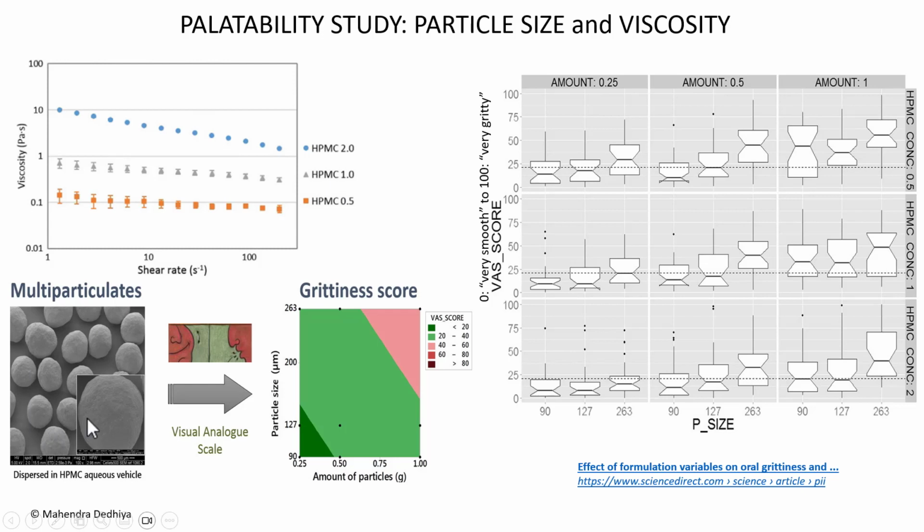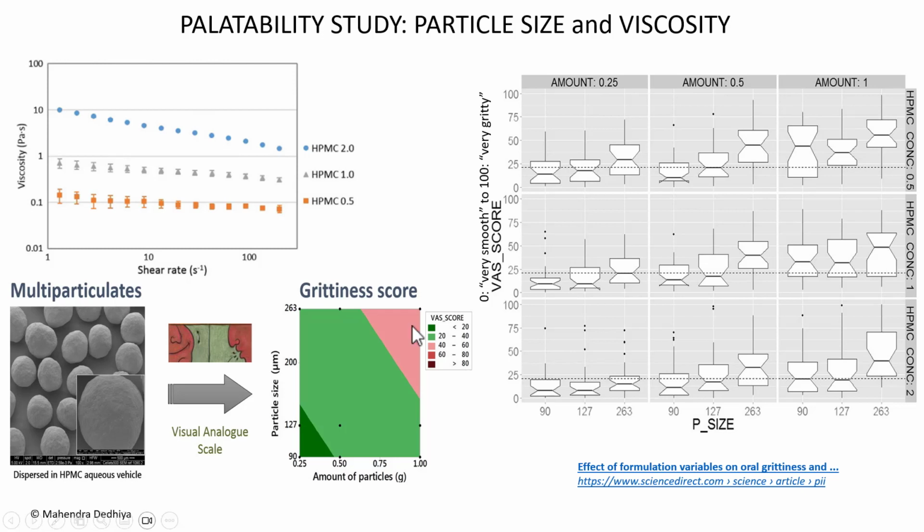Particulate solids, which are round, with different particle sizes as shown before, particle size, amount of particles, and grittiness scores are graphed. This information tells the formulation scientist that the VAS score in this range, where particle sizes and amounts of particles are such, means it's not gritty, it's smooth. Whereas larger particle size and larger amount of particles gives a VAS score that means it's gritty.